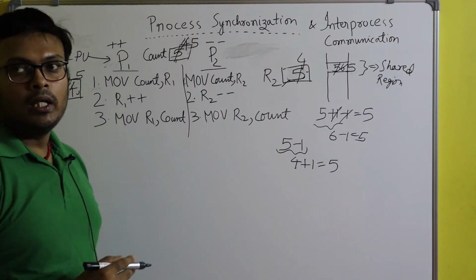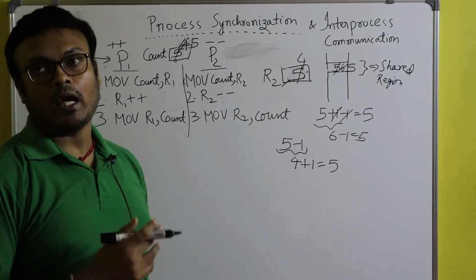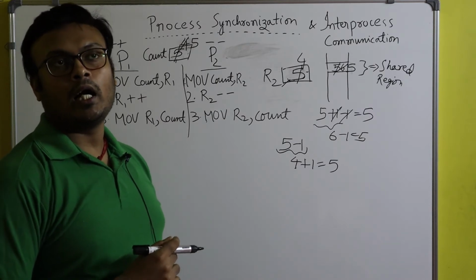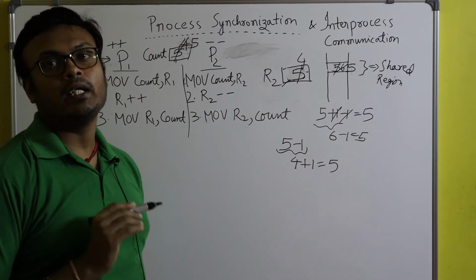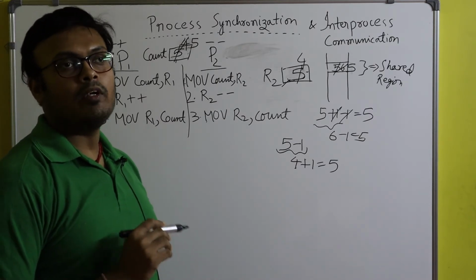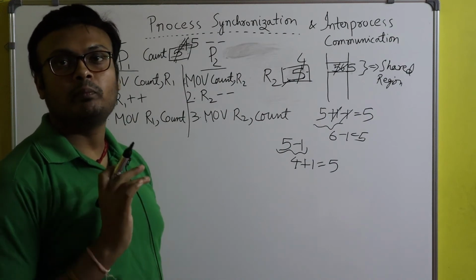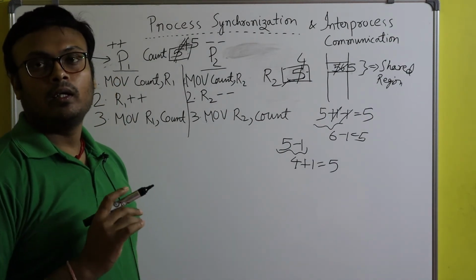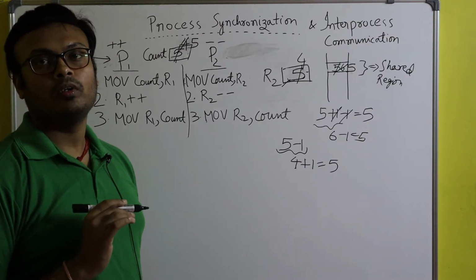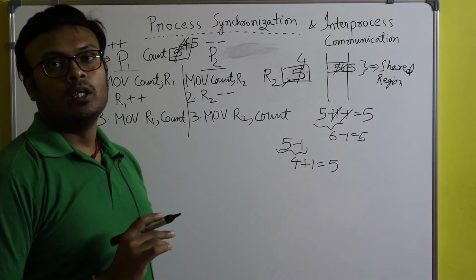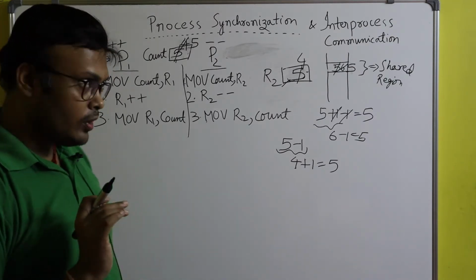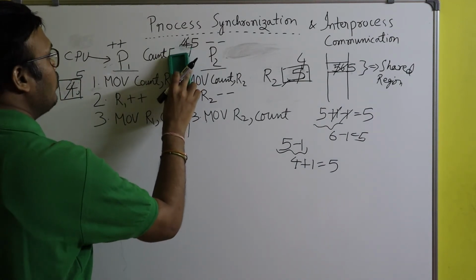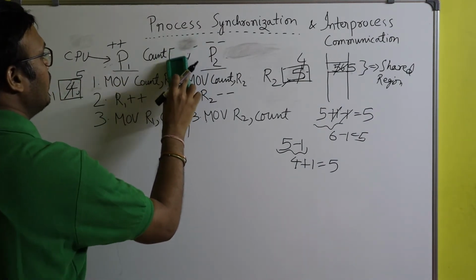But suppose an interleaving happens between the two processes, or you can say the process gets preempted. Then there are lots of chances of data inconsistency. So now just watch it very carefully. Now I will show you how the data will become inconsistent.